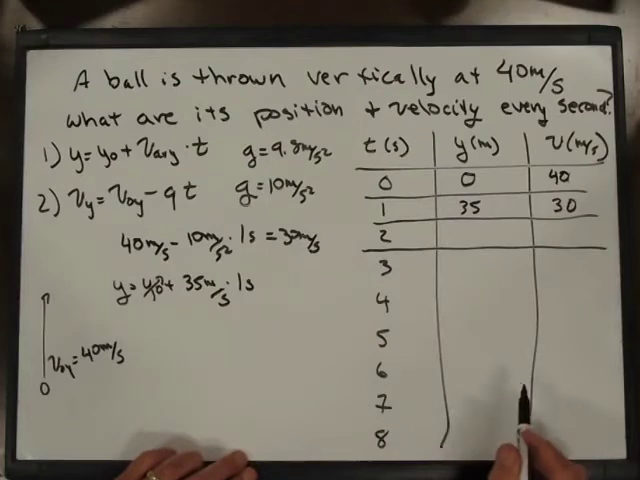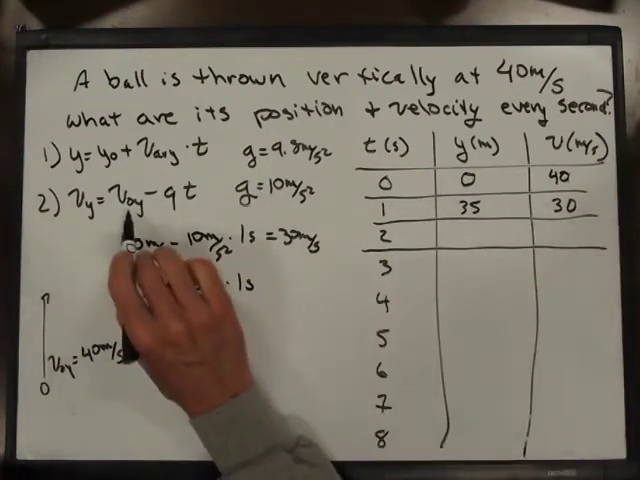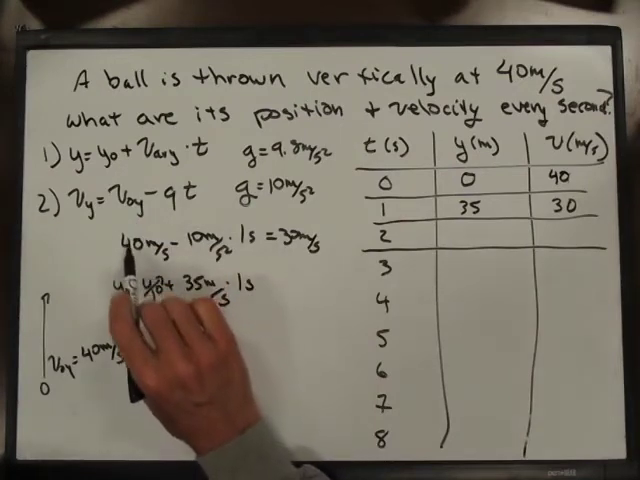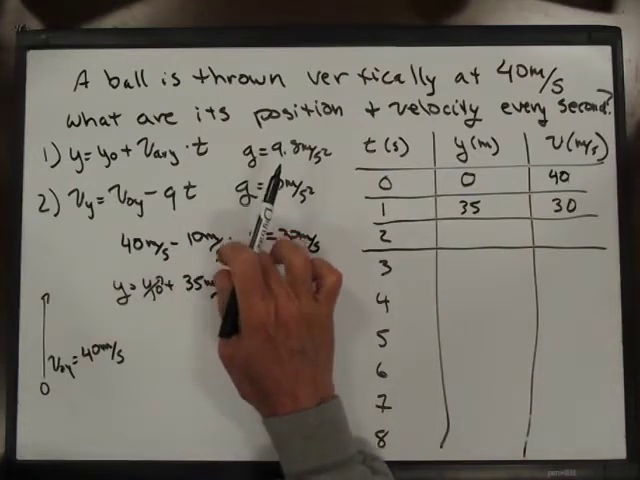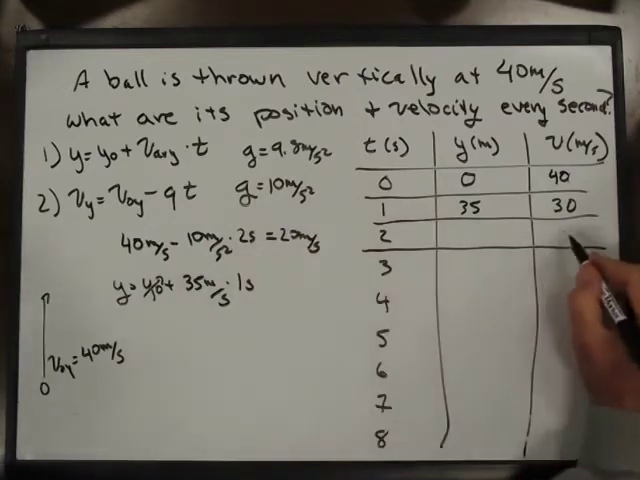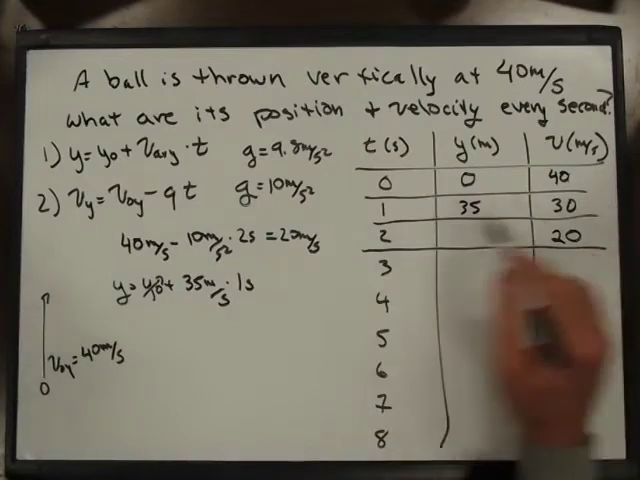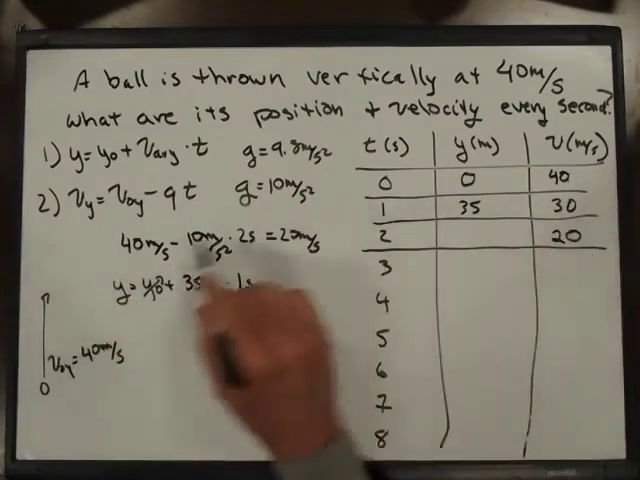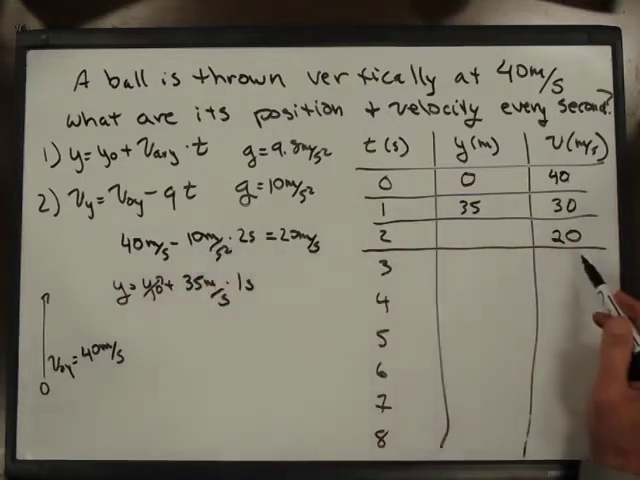Now I can say, well, what is its velocity after 2 seconds? Well, I can either start with its initial velocity, and I can say, look, its initial velocity was 40 meters per second minus 10 meters per second squared times 2 seconds, and get 20. Or I could have started at 30 meters per second. I could say after the first second, his initial velocity is 30 minus 10 meters per second for 1 second gives me 20 again. So I can calculate that in a couple of different ways.